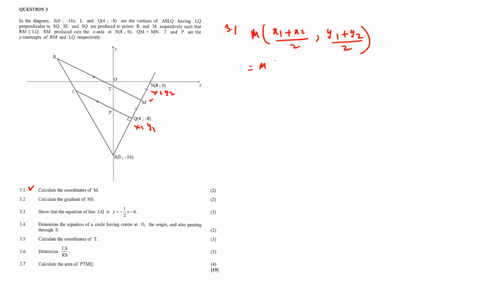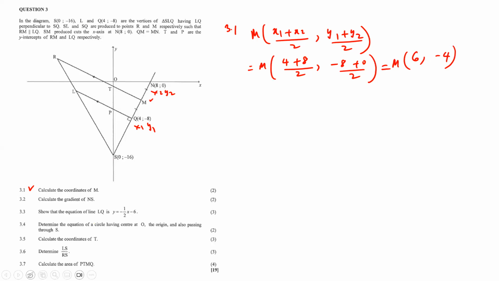So x1 is 4, x2 is 8, you divide by 2. y1 is minus 8, y2 is 0, divided by 2. So M has the coordinates ((4 plus 8) over 2, (minus 8 plus 0) over 2). You add them, you get 12, divide by 2, it becomes 6, and minus 8 divided by 2 is exactly minus 4. So that is what we get.